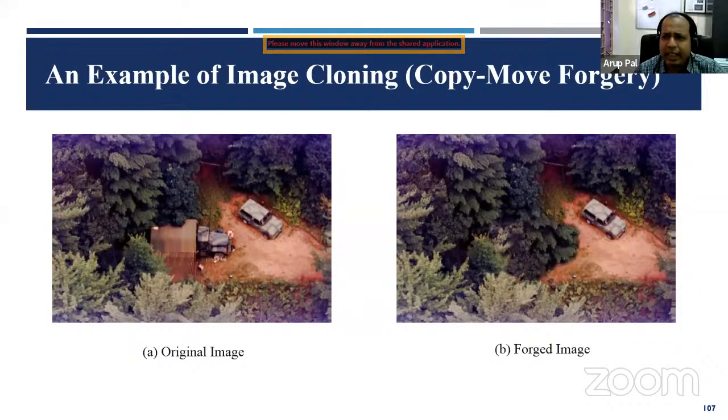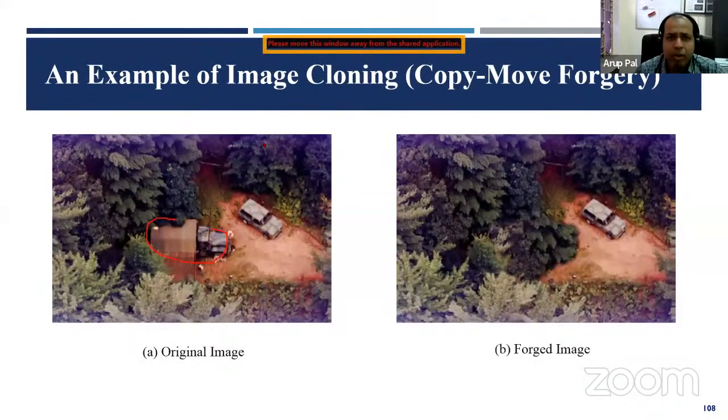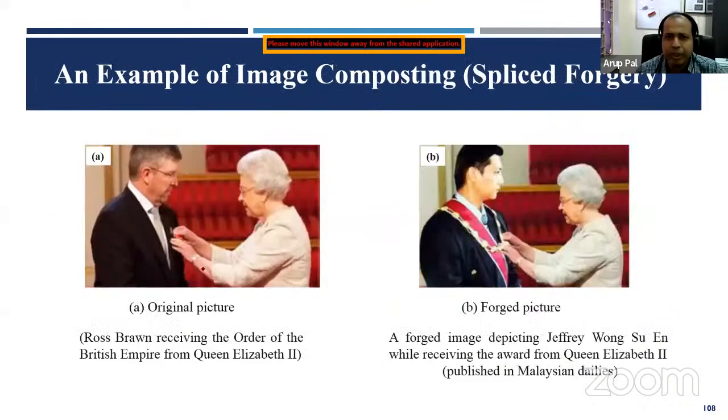This is another popular image. You have a tanker, and you claim that you did not send the tanker to this region, but this image is fraud and you can claim like this. This is an example of copy move forgery.